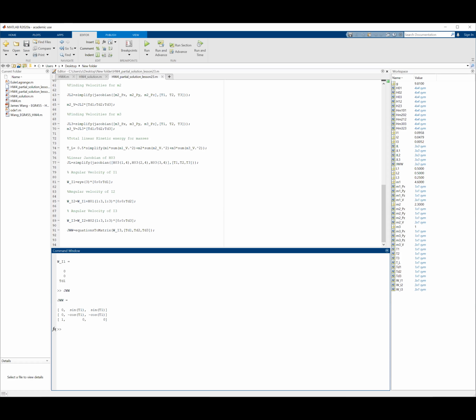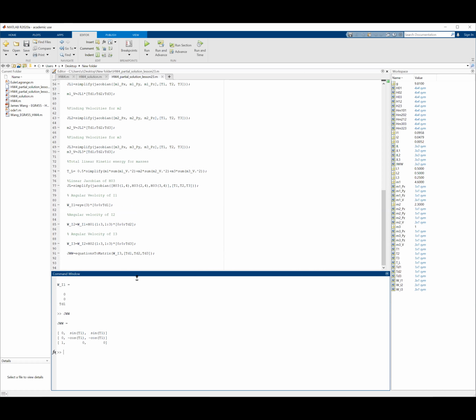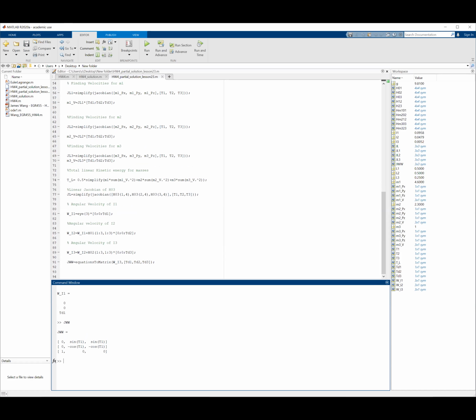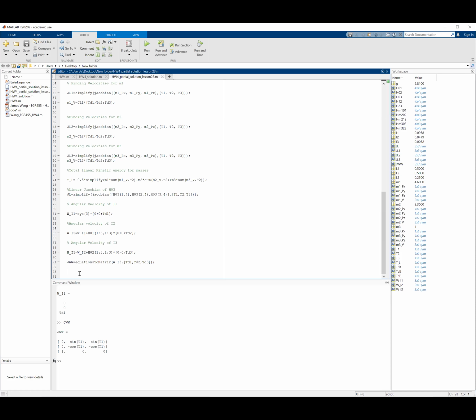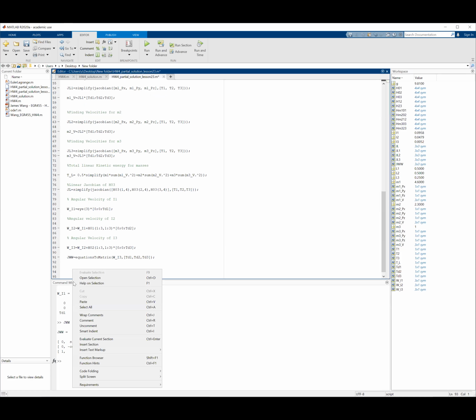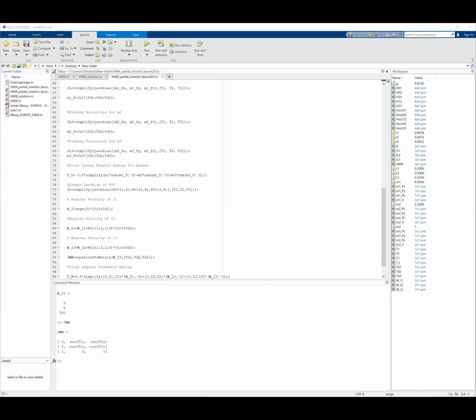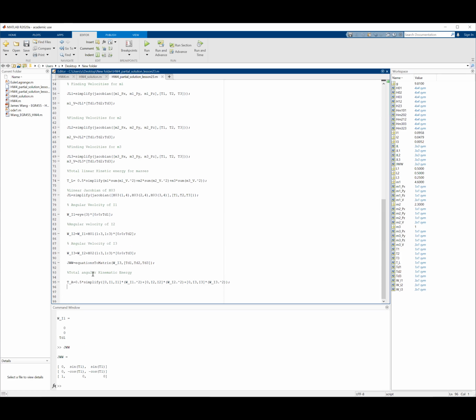Now, what I want to do is find out the total angular kinetic energy. To find the total angular kinetic energy, I'm going to write the equation here and then I will explain what this equation does. And I will put the same equation in the chat window. So if you look at this equation, this is the total angular kinetic energy.